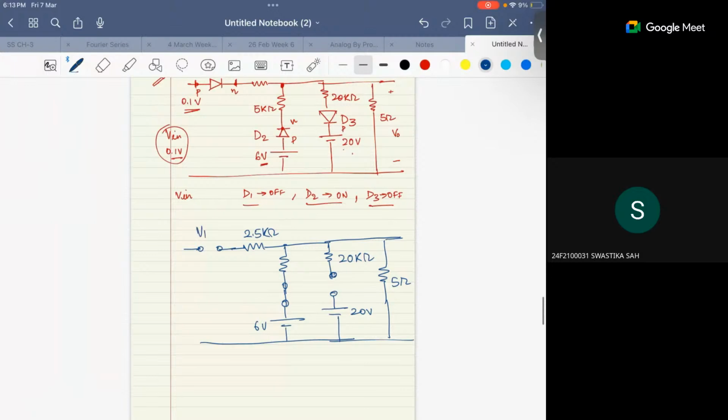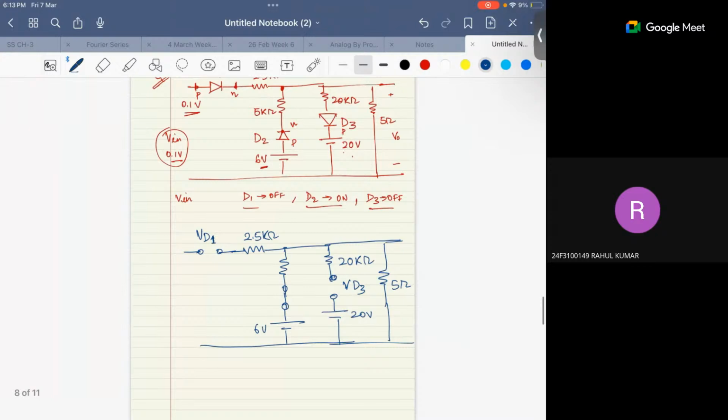So now VD1, and this, let's say, is VD3. For all three of our assumptions to be correct, what should VD1 be? No, if you are assuming that the diode is reverse biased, then VD1 should be less than 0 volt, right? Then our assumption is correct, right?